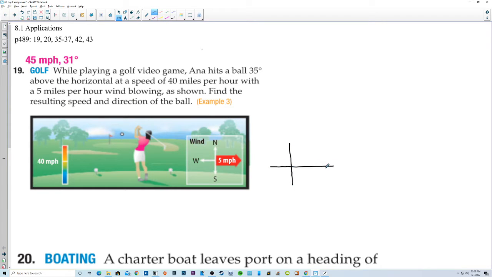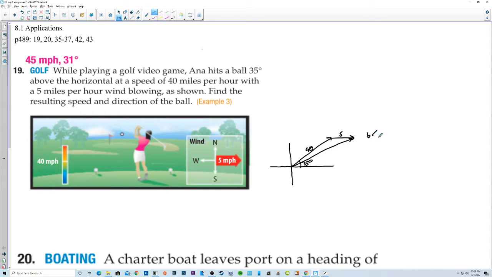So here's the ball, and that's 40 miles per hour. This is 35 degrees, and then the wind is pushing it to the east at 5 miles per hour. So the flight of the ball should be something like that.